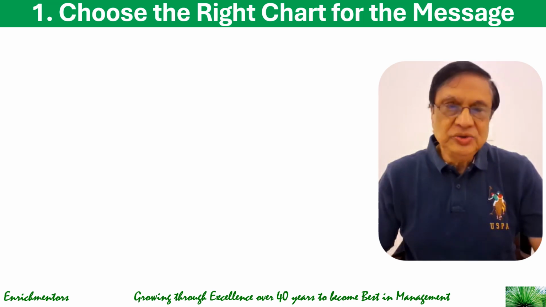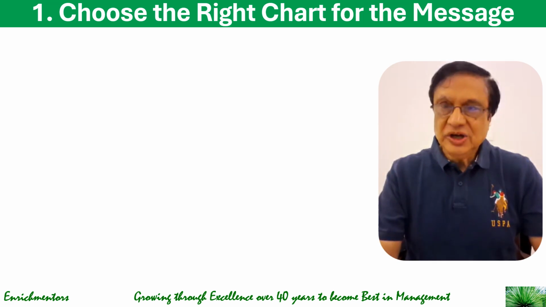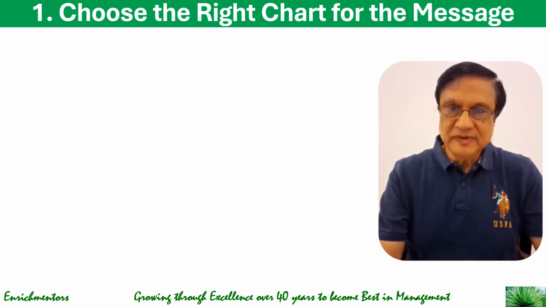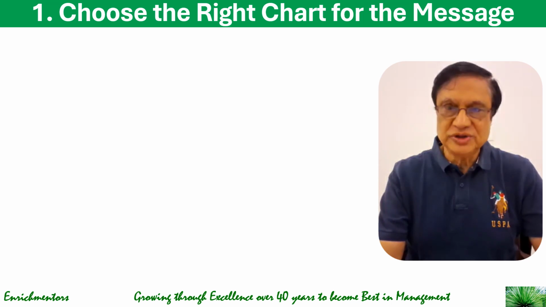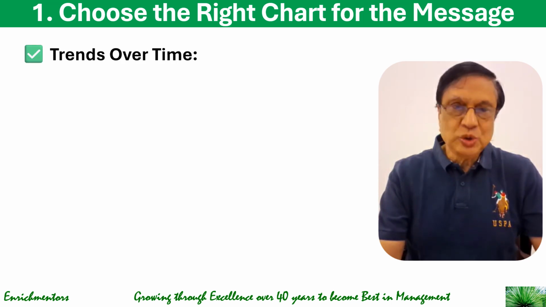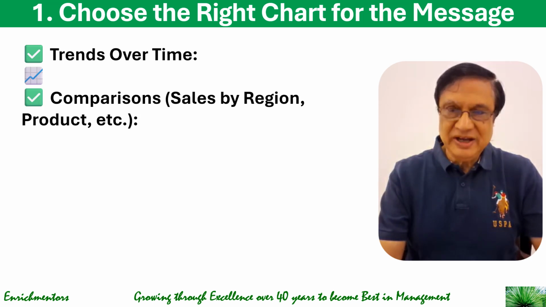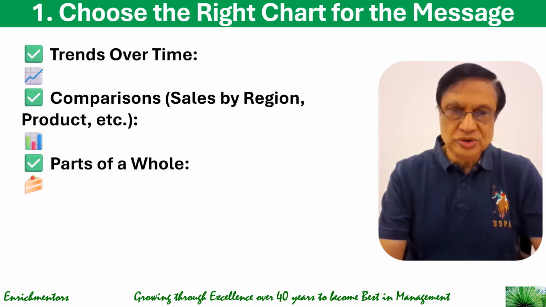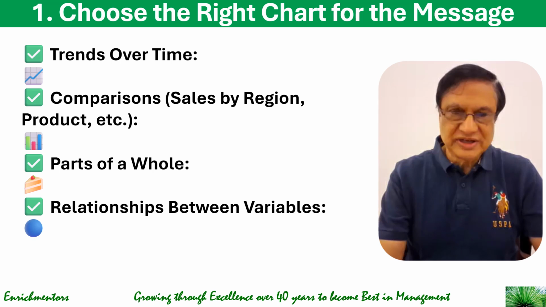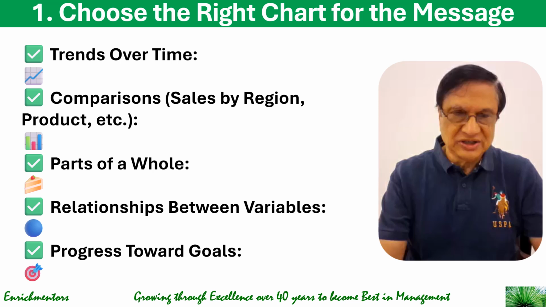So, what are the things that you need to do? First one is to choose the right chart for the message. Now, not all charts are equal. So you need to use the best visualization for your insights. For trends over time, line charts are the best. For comparisons by sales, by region, by product, etc., you should use bar charts. For parts of a whole, pie charts are good to use. For relationships between variables, you can use scatter plots. And for progress towards goals, you can use bullet charts.